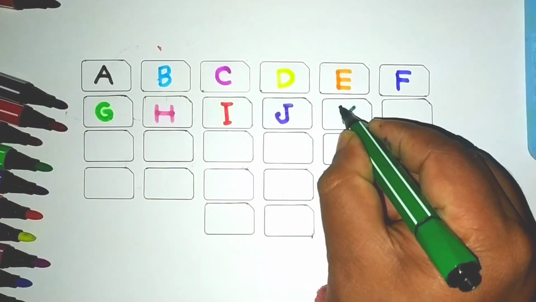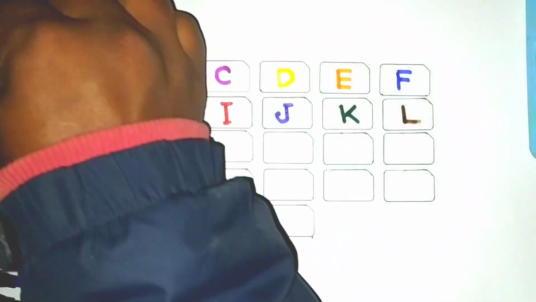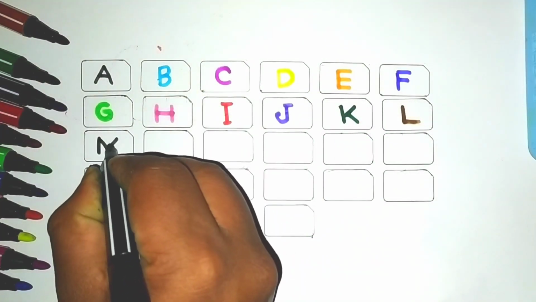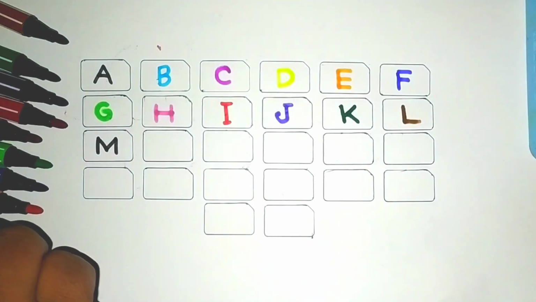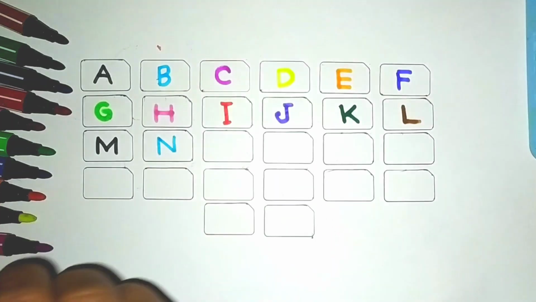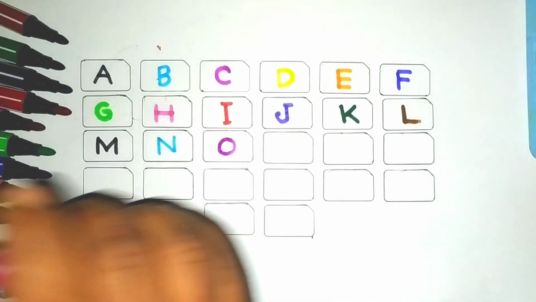K for king, ka ka ka. L for lion, la la la. M for mango, ma ma ma. N for nest, na na na. O for orange.